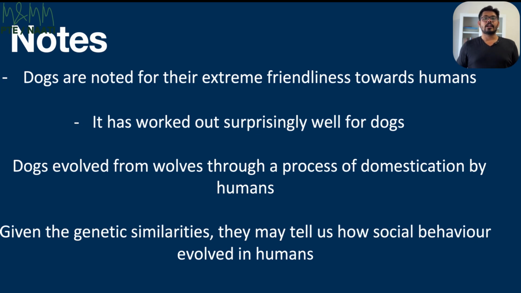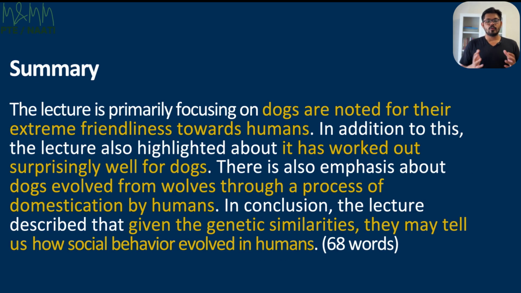Now, let's combine the template and the notes, and see how our summary will look. If you look at this, whatever is in yellow color are the sentences from notes, and the white part is all the template. The lecture is primarily focusing on dogs are noted for their extreme friendliness towards humans. The first sentence from notes and from the template. Now, the summary should look like this: one paragraph. You don't have to write summary in bullet points, it has to be one paragraph.